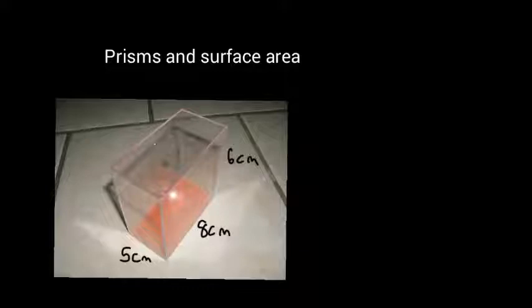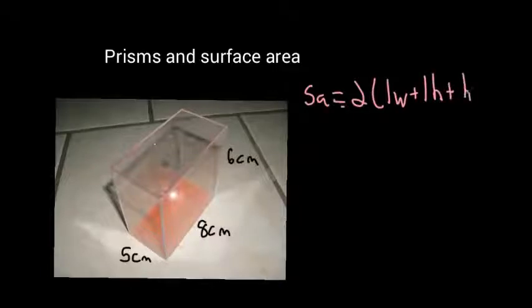Alright, today we're going to talk about prisms and surface area. So I got a rectangular prism there. The surface area of a rectangular prism, the easiest way I found to do this is to use this formula: 2 times length times width plus length times height plus height times width.